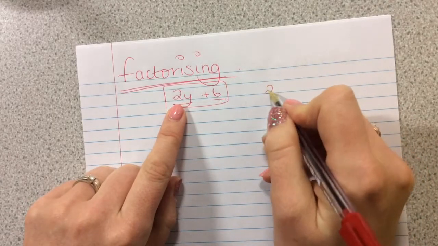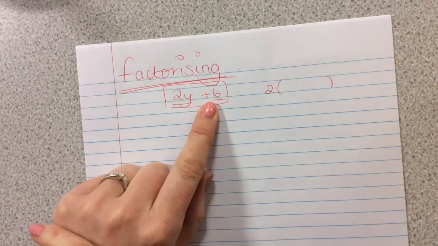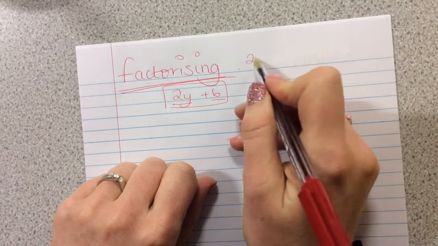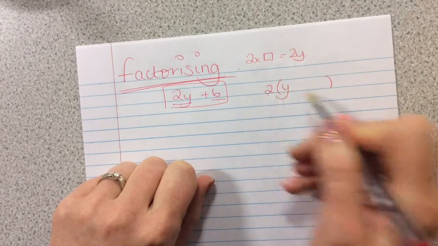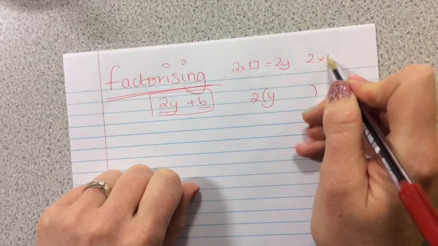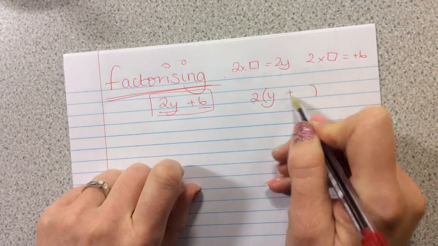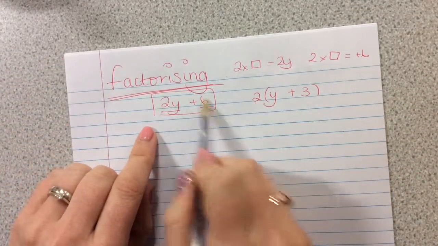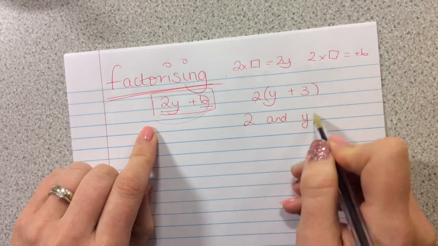Well, that would be 2. And there are no letters common to both, so we open up our brackets at this point. What would I multiply 2 by? So 2 times something gives me 2y. Well, it must be y. And 2 times something gives me plus 6. So that'd be a plus 3. So now I know that the factors of this expression are 2 and y plus 3.